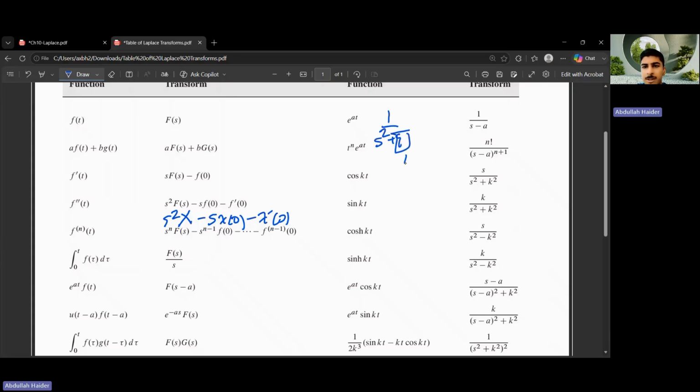Based on this, our k is equal to 3. So 3 over s squared plus 3 squared. But we have a 1 here. So what we'll do is 1 over 3 multiplied by 3 over s squared plus 3 squared, canceling the 3s to get 1 over s squared plus 9, and this will be sine 3t. So 1 over 3 sine 3t.